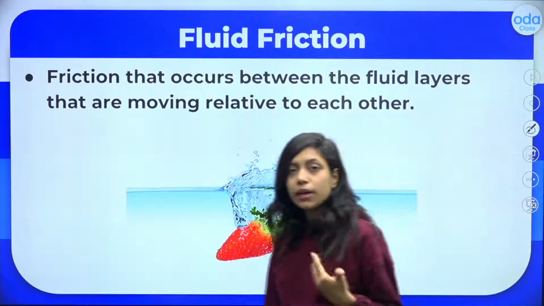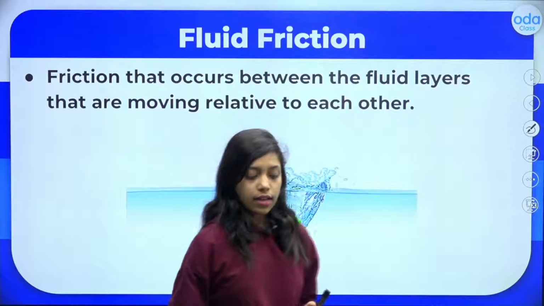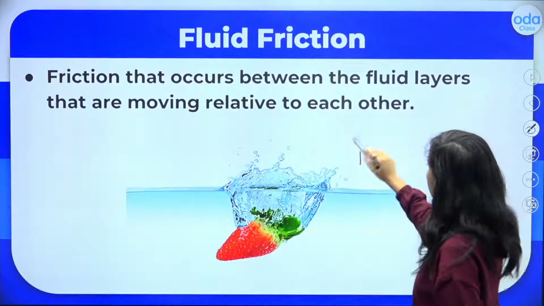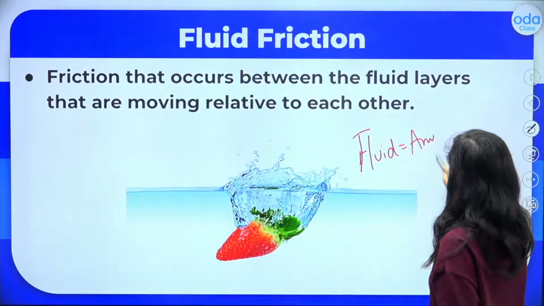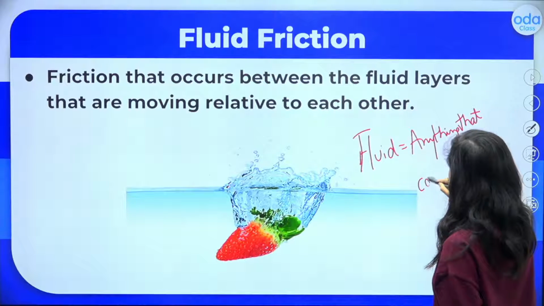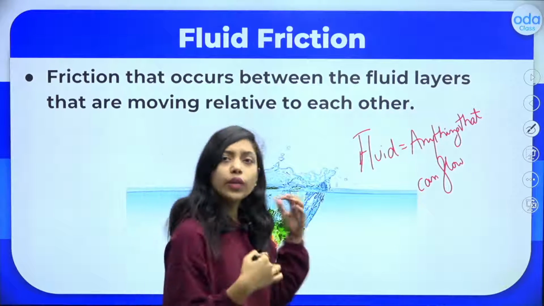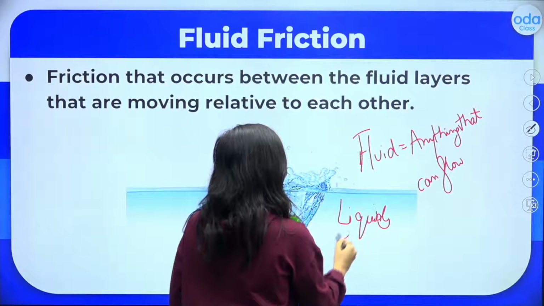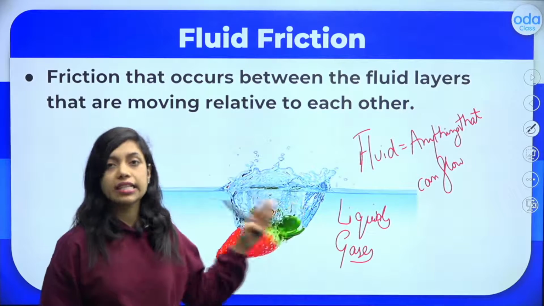So first of all, tell me, what do you mean by fluid? Can you tell me in the comment box, what do you mean by fluid? Okay, I can see many different comments. Exactly. So fluid is nothing but, let me answer it. Fluid is anything that can flow from one place to another. So all liquids are fluids because liquids can flow. And also gases, all gases are fluids because gas also can flow, right? So liquids and gases are examples of fluid.